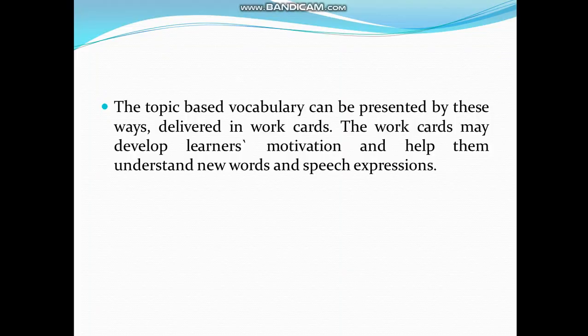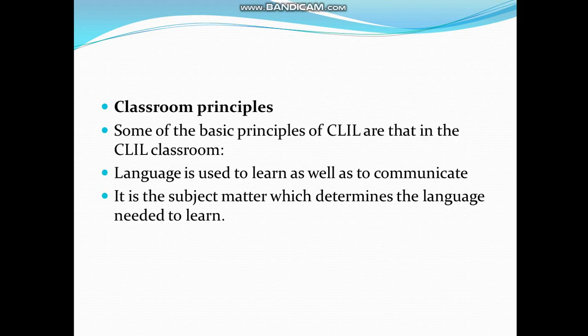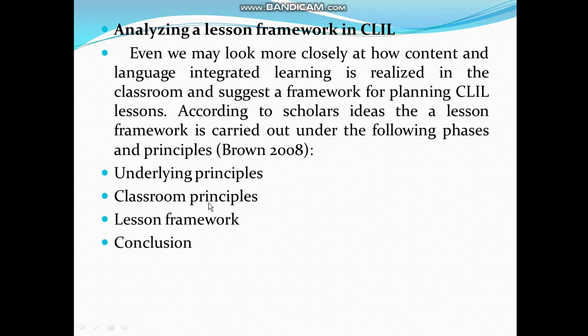So, it is the end of our PPT. As a home task, you should find out the three principles: the first one, underlying principles, lesson framework, and conclusion. And also you should read all the materials about the new topic and answer the questions.